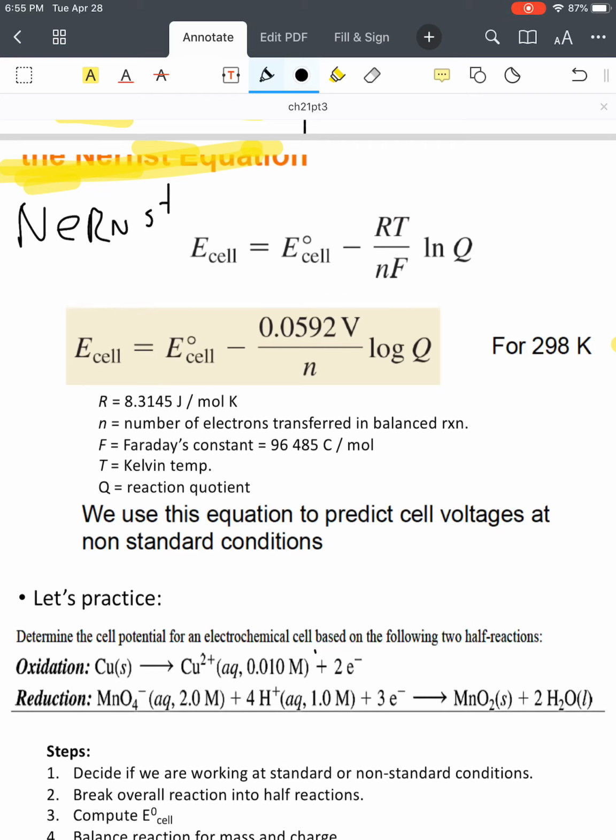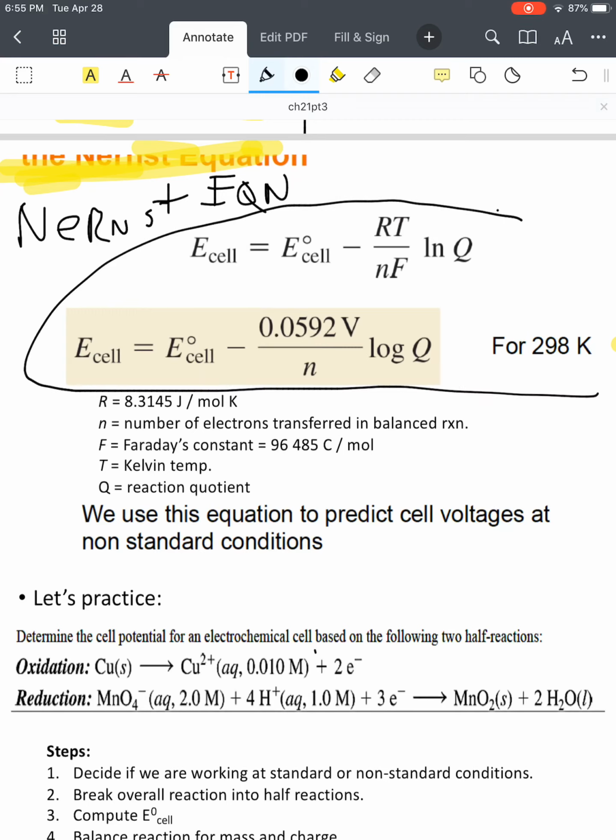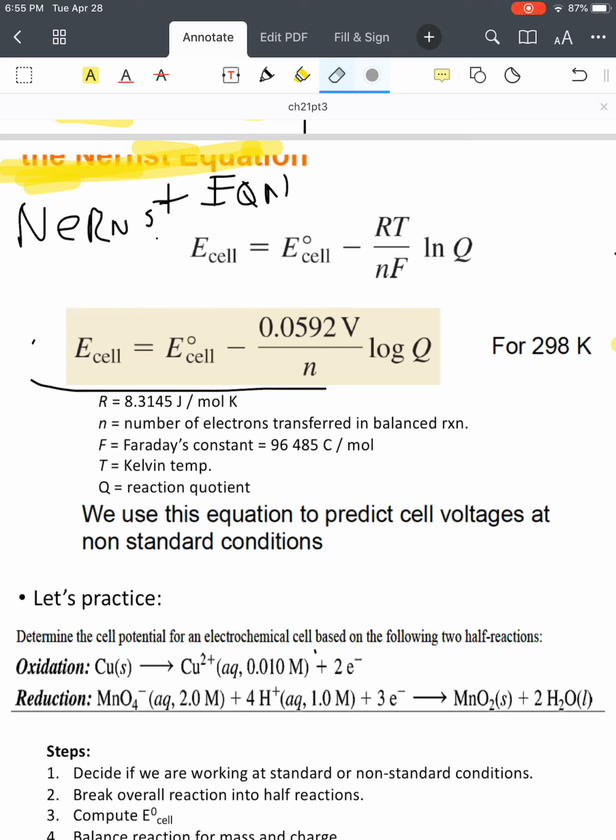Nernst, the Nernst equation. It's a famous equation in electrochemical circles. And these two equations on this slide are indeed forms of the Nernst equation. Really, both of them are. Let me explain the differences. We'll start with the one on the top, okay? Let's look at what this Nernst equation tells us.